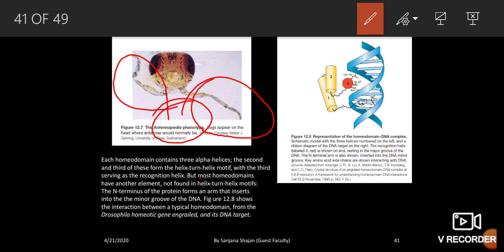Here in this picture you can see the Drosophila homeotic gene engrailed, which is bound to its target DNA. This is the recognition site, given in red color. And then you also have the N terminal, which is attached to the minor groove of the DNA. And here you can see these are the two alpha helices which form the helix turn helix.